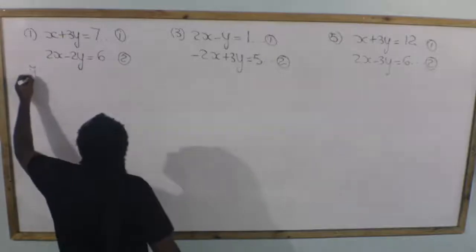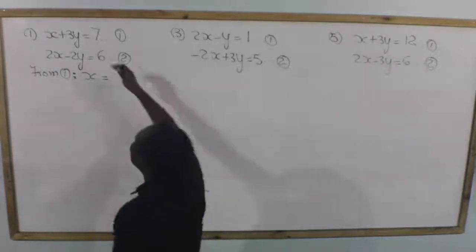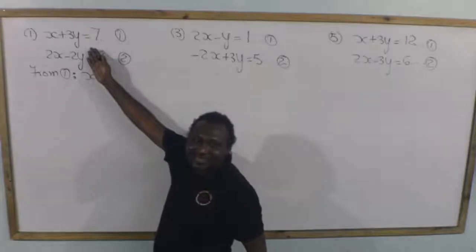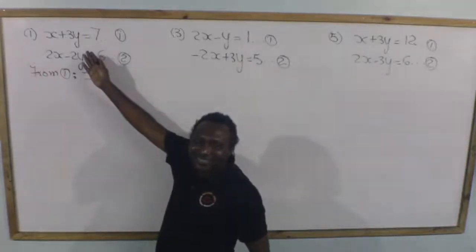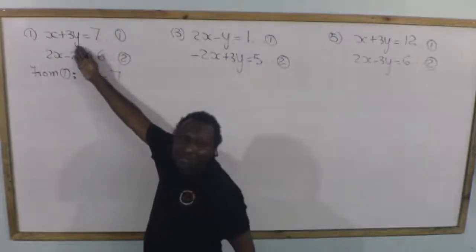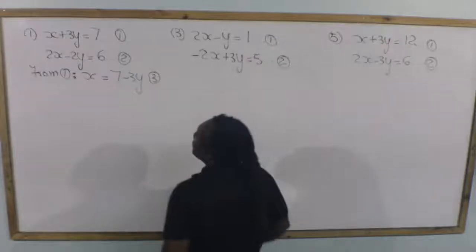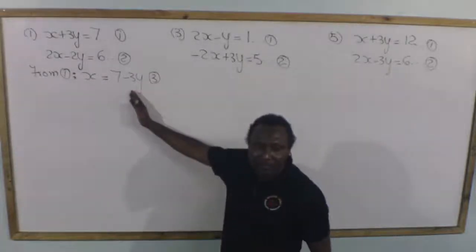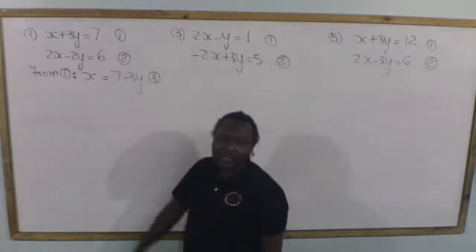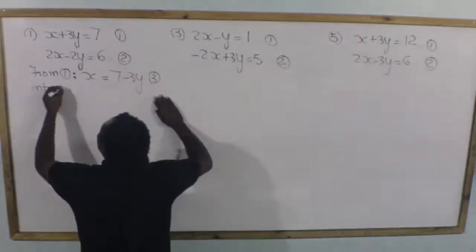So we are going to say from equation 1, X is equal to, and we're going to transpose. X is equal to 7 minus 3y, making X the subject. And that is your equation 3. From here, we are writing X in terms of everything else. And we're going to take this and substitute that into equation 2.